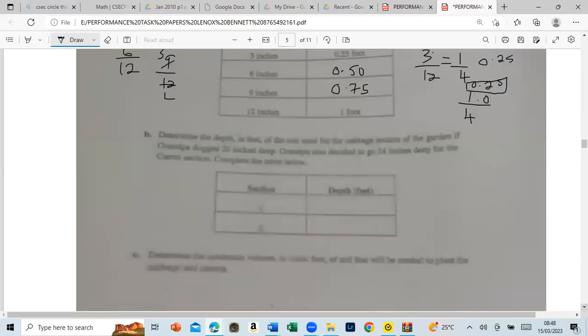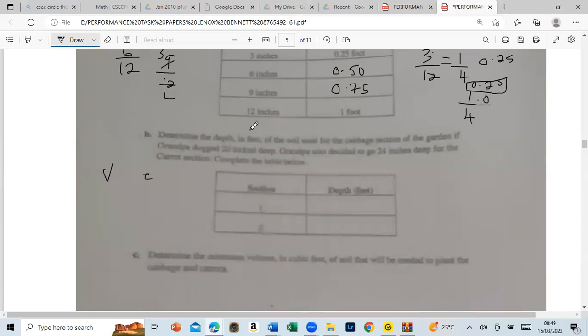It says determine the depth in feet of the soil used for the cabbage section. Determine the depth. So basically, they might try to tell us to find the value. Alright, so let me just rearrange that. That's the value.